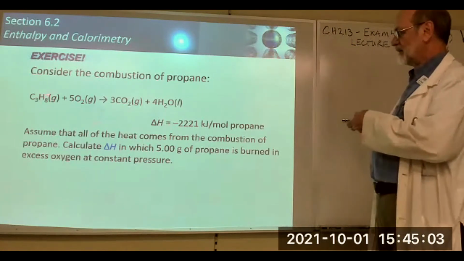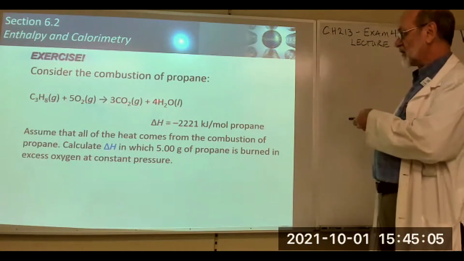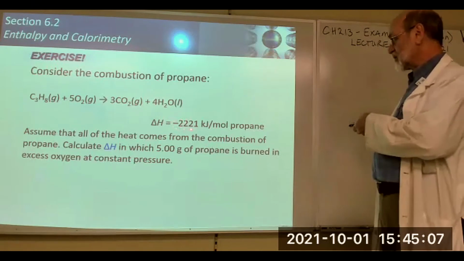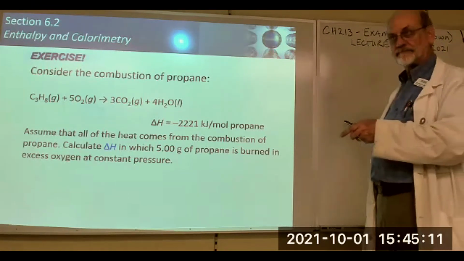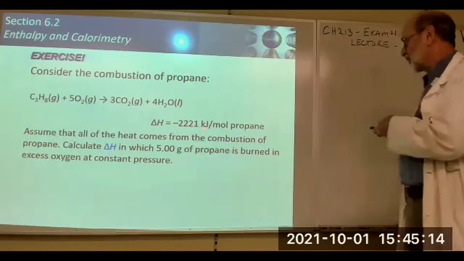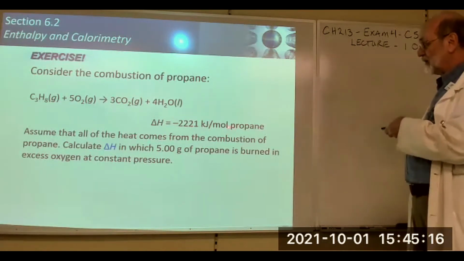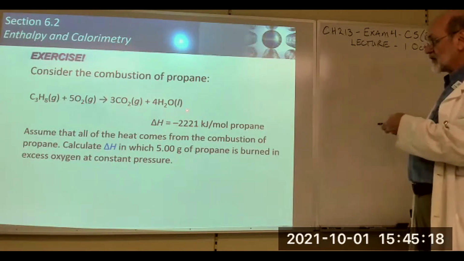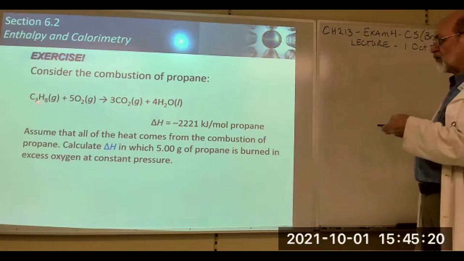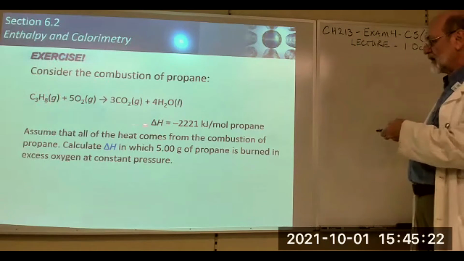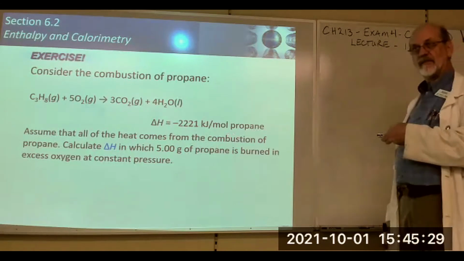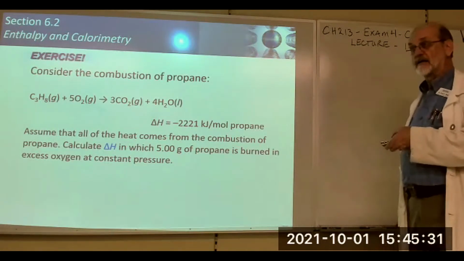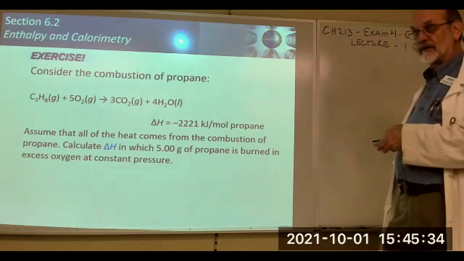That's propane. We're going to burn propane and make carbon dioxide and water and produce this much heat. Negative sign means exothermic. And this is kilojoules per mole of propane, and this is a balanced equation. So for every mole of propane that is consumed, we generate 2,221 kilojoules of energy. That's a huge amount.